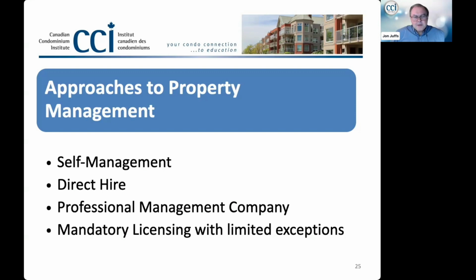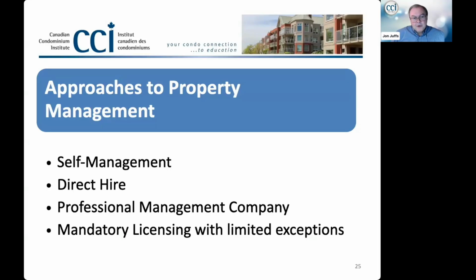But when it comes to property management itself, you can either hire an individual to be an employee of the corporation, and that comes with all of its attendant problems. Obviously, you want a good, solid employment contract in place, and you will be responsible for all the things that go along with having an employee. And that probably just adds complexity that the board was trying to get away from.